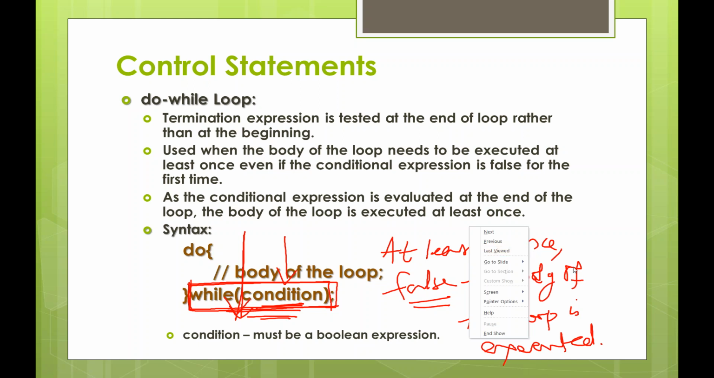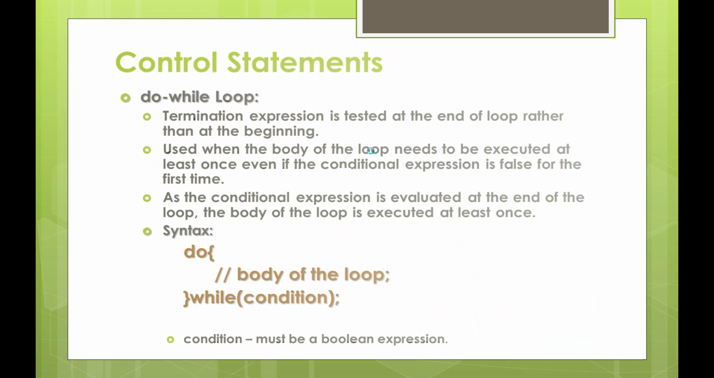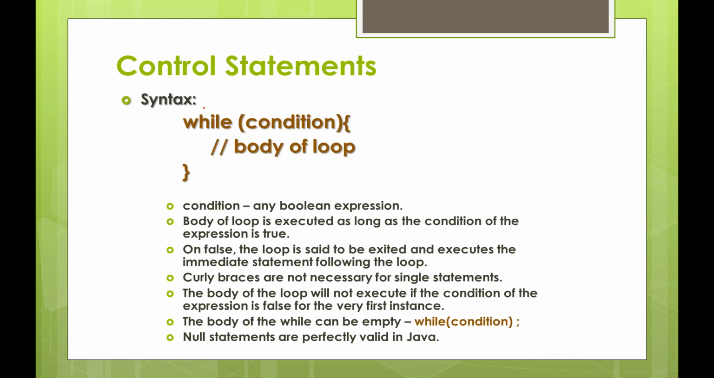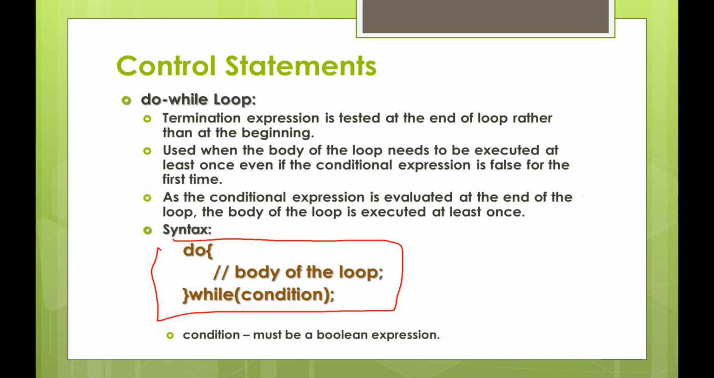Whenever you come across a situation where you need to execute a set of statements at least once before testing the condition, you should use the do while statement. But in the case of a while statement, the condition is tested first. That is why if the condition is false the first time itself, none of the statements get executed, or the body of the loop itself is not executed. Whereas in the case of do while, the body of the loop, or set of statements, is executed at least once.